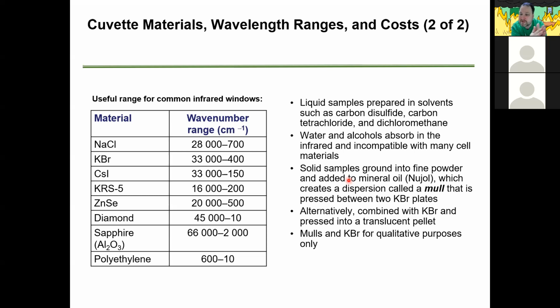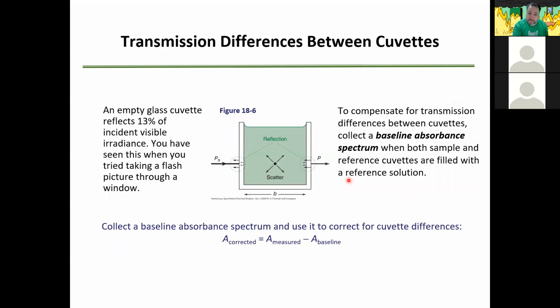You can use the mulls and KBr for qualitative purposes only, and that's not because of anything wrong with Beer's law. You can still do Beer's law in the infrared. It's just that, how thick did you get that mull? How evenly is it distributed? If you've got a pellet, how sure are you of that pellet thickness? So you can't really reliably say that your concentration is even throughout, and that you know exactly what your path length is. That's why you don't see as much quantitative IR work.